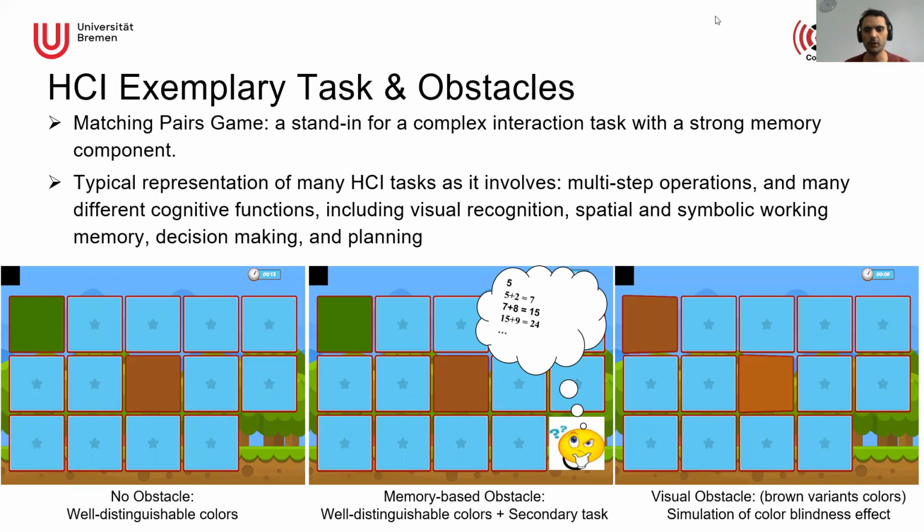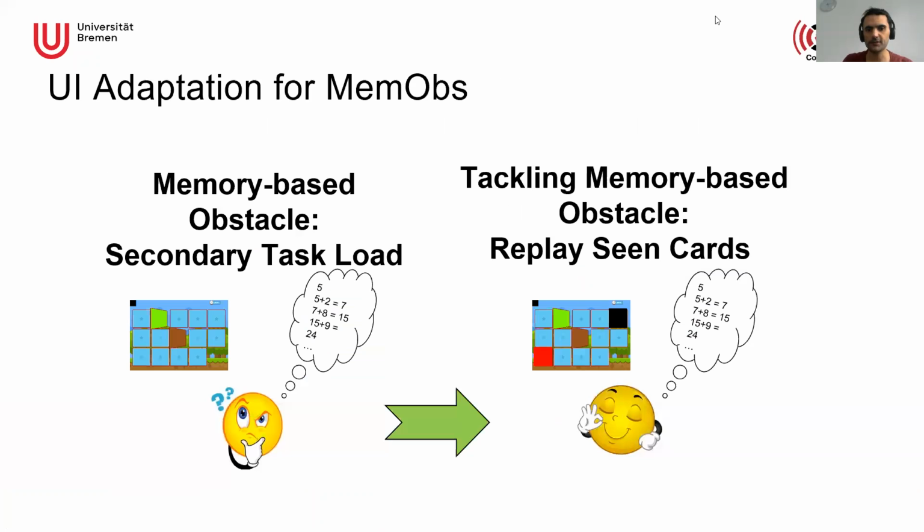This will impair his working memory as a memory obstacle. And for the visual obstacle game, we simulate the color blindness effect by showing only brown variants. We designed user interface adaptations for our obstacle. For the memory obstacle, our game will show previously seen cards for each non-matching revealed card. This will ease the task for the user.